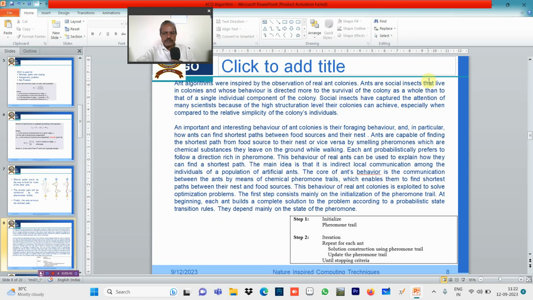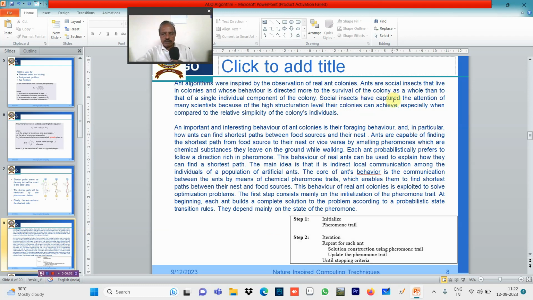Ants are social insects that live in colonies and whose behavior is directed more to the survival of the colony as a whole than to that of a single individual component of the colony. That means the colony, the living in the colony, that is more important.